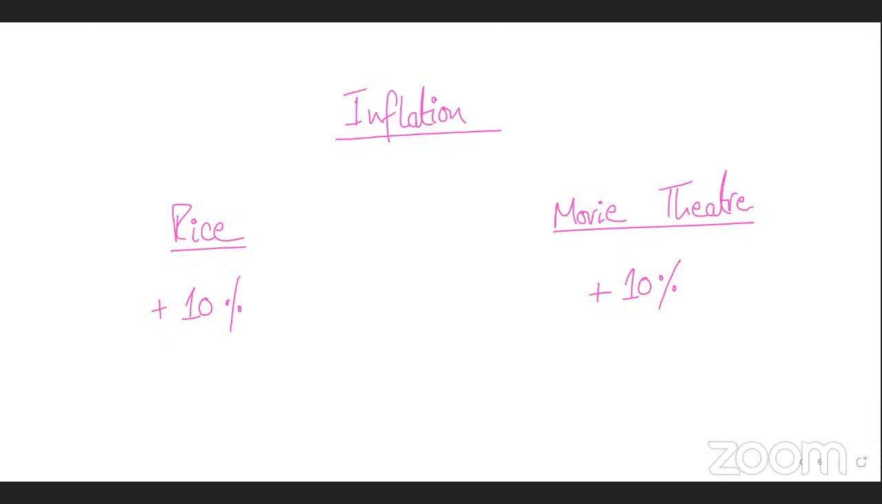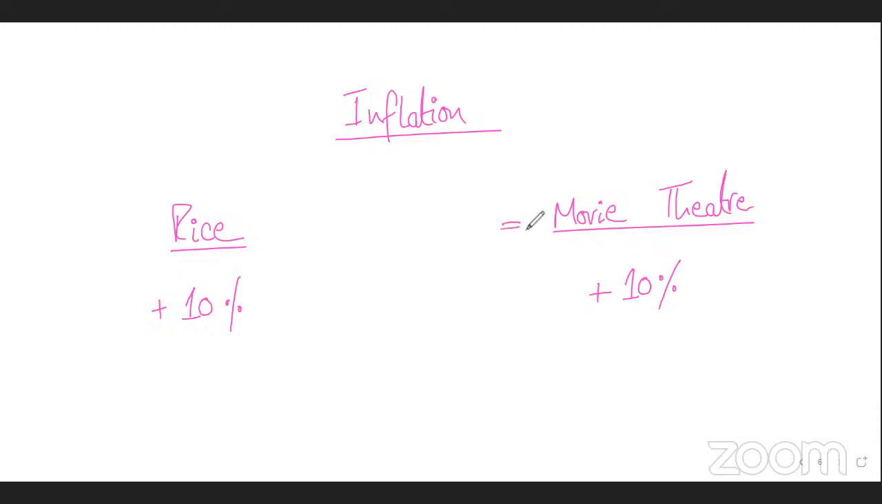Exactly. So the correct answer is movie theater, right? Reason being, rice is such a basic item that you use it in so many different dishes. It's basically a basic food item, and there is technically no substitute. So if you feel like having rice, the only way to satisfy that need is to have rice. Yes or no? There's no substitute, right?